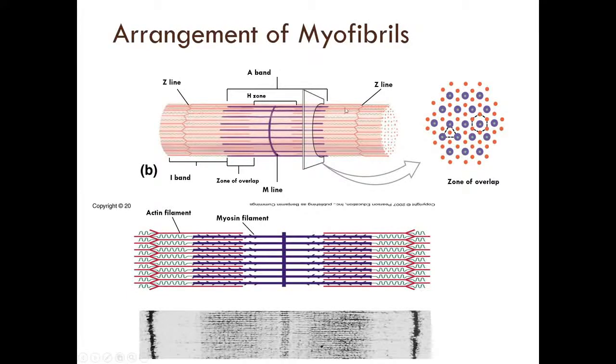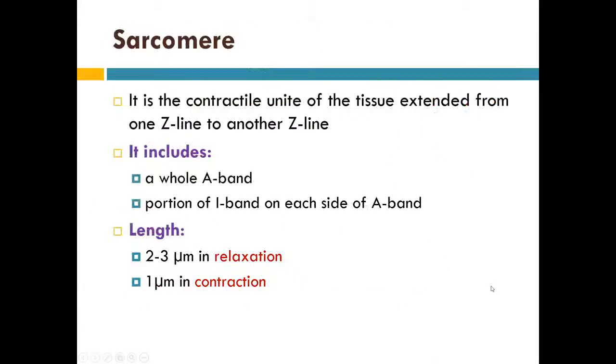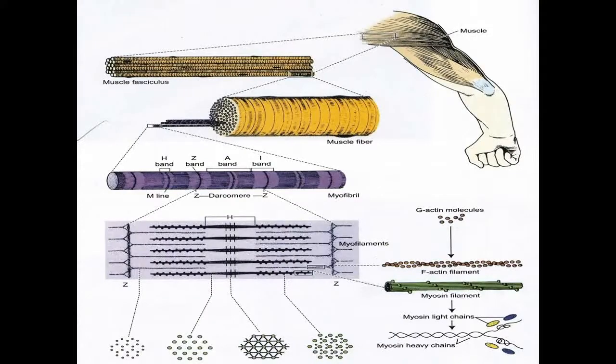So from Z line to Z line is one single contractile unit, called the sarcomere, as we have mentioned. It is the contractile unit of the tissue, extending from one Z line to another Z line. It includes a whole A band and a portion of the I band on each side of the A band. Length is 2 to 3 micrometers in relaxation and 1 micrometer in contraction. That means the Z lines come closer when there is muscle contraction. The picture.